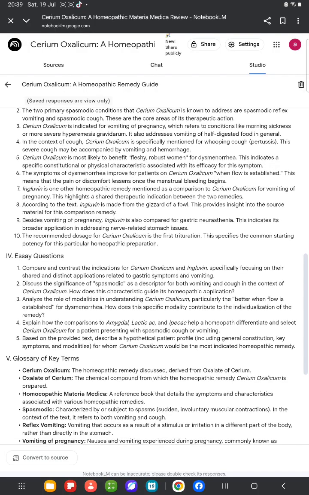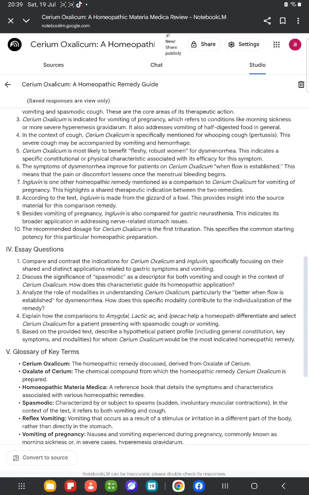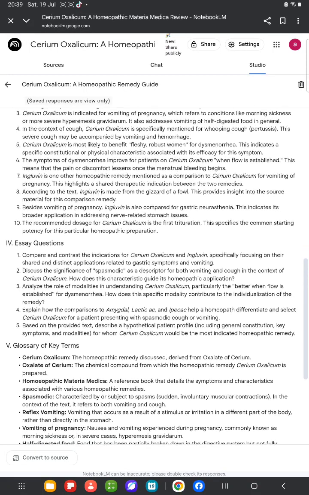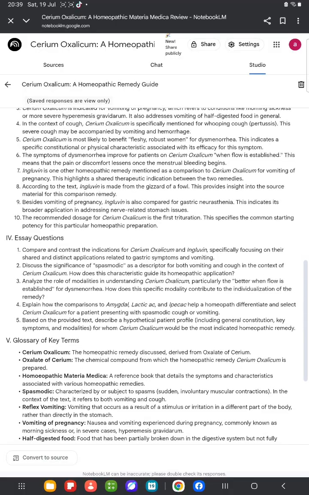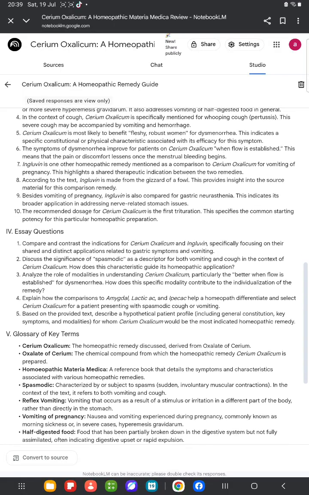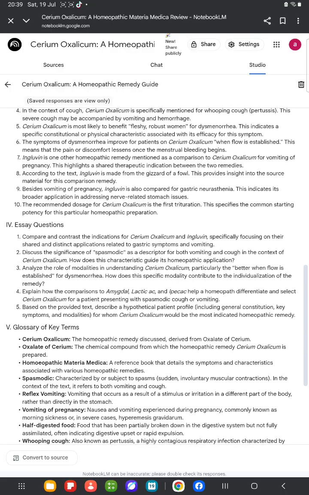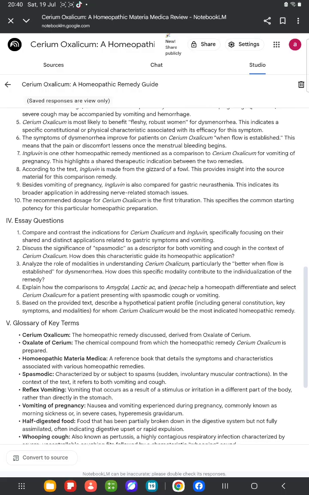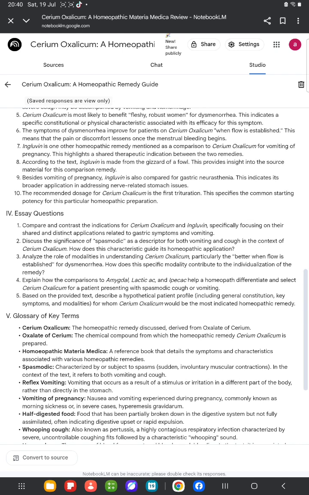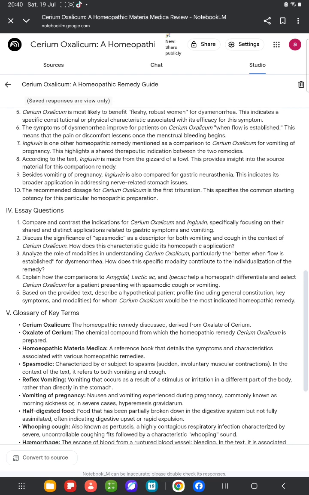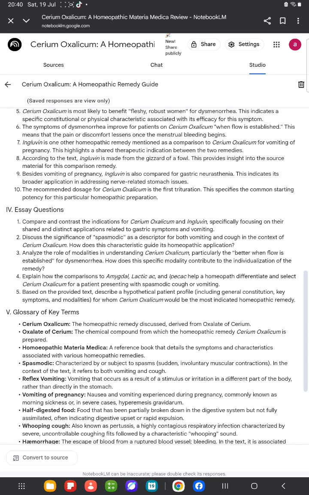Makes sense. And then it shifts gears a bit. It also lists dysmenorrhea in fleshy, robust women and notes it's better when flow is established. So this suggests it wasn't just about the stomach or lungs. It had gynecological uses too. It does broaden things out to gynecological issues. But you still see that underlying theme of pain or discomfort that gets better once a natural process gets going. Like the period starting relieves the pain. Exactly.